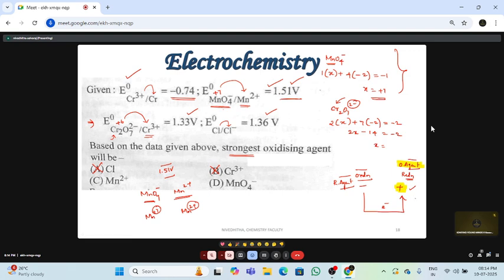That is what our inference is, right? The value has to be more positive. So among these 2 species, which got the more positive value? This one, right? Which is MnO4 minus. So the 4th one is the right answer. MnO4 minus is the strongest oxidizing agent. Is that clear? So we have 3 steps here.